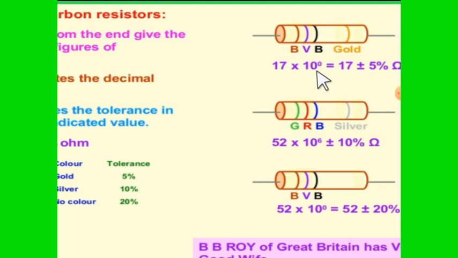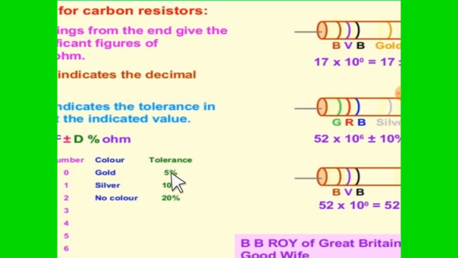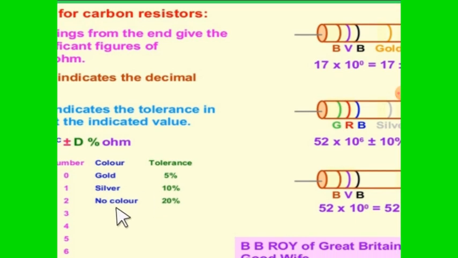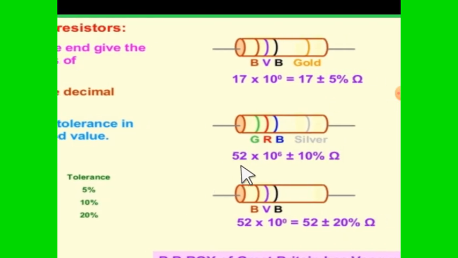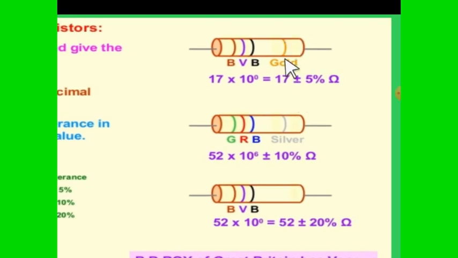Since it is 10 to the power 0, which is 1, it will be only 17. And the fourth ring represents the tolerance. If the color of the fourth ring is gold, then you have 5%. If it is silver, then it is 10%, and if there is no color, then it is 20%. Got it? As this is gold, you have 17 into 10 to the power 0, which is 1, so 17 plus minus 5%. Why? Because this is gold.